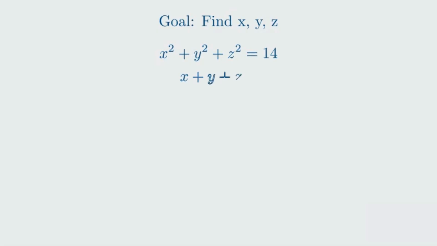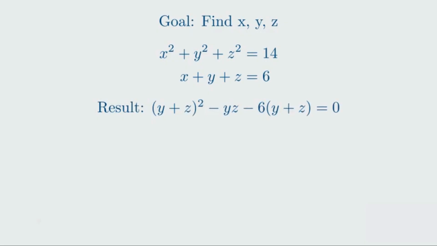Let's pause and reflect on our progress. Our goal was to solve this system. We substituted, simplified, completed the square, and rearranged the equation. We're now left with a much simpler form to work with. Let's look at that resulting equation again. The equation y plus z squared minus yz minus 6 times y plus z equals 0.